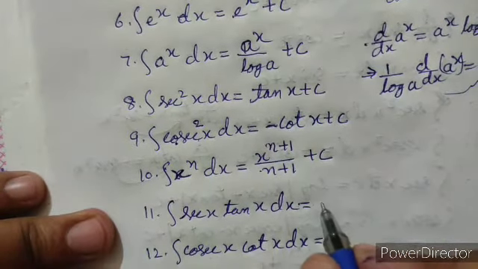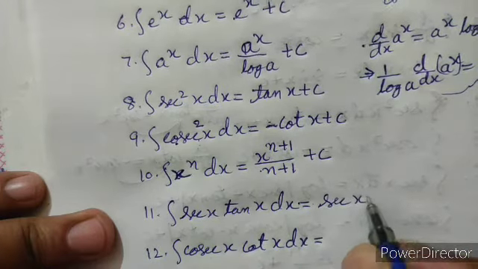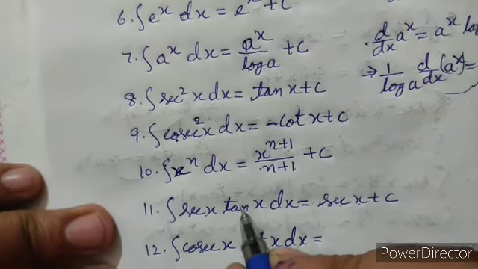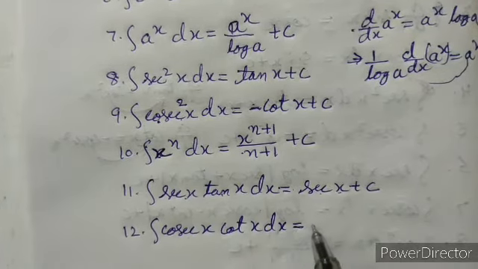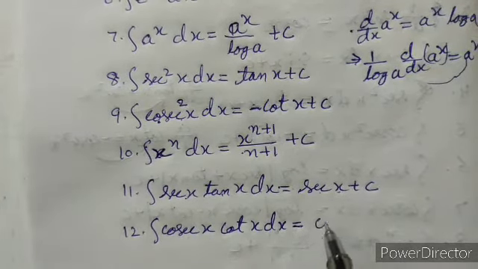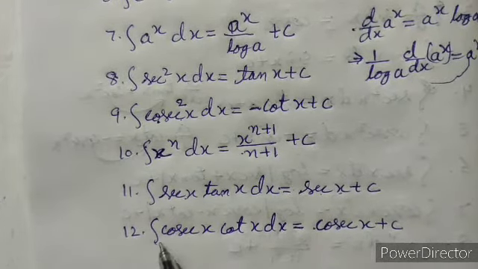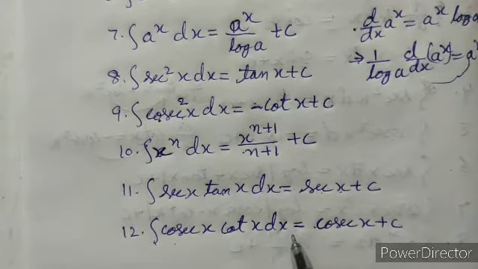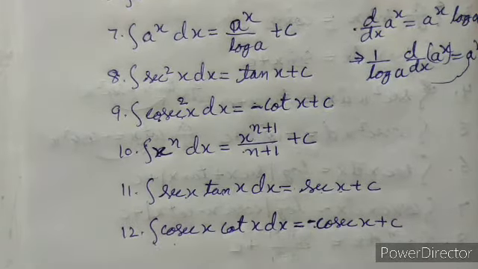The integral of sec x tan x is equal to sec x plus c, as the derivative of sec x is sec x tan x. Now here the integral of cosec x cot x. The derivative of cosec x is equal to minus cosec x cot x. So the integral of cosec x cot x will be equal to minus cosec x plus c.